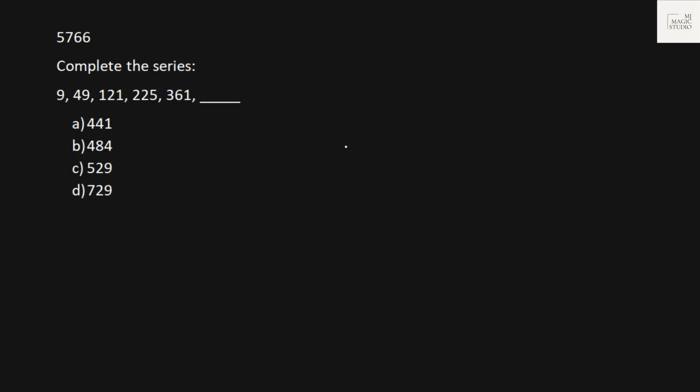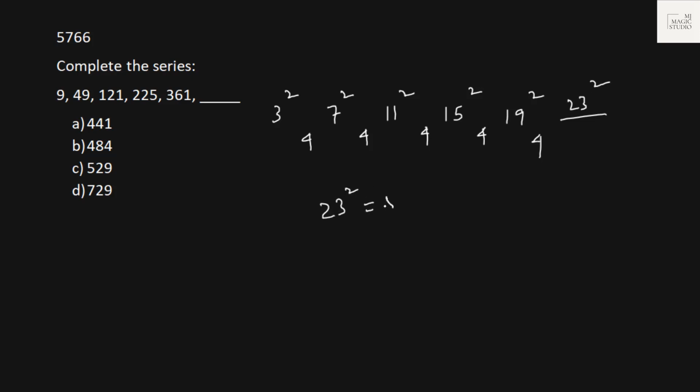Okay, one more from number series. 9, 49, 121. Okay, these all are square numbers, I guess. 9 is 3 square, 49 is 7 square, 121 is 11 square, 225 is 15 square, 361 is 19 square. Then what next? Here the difference in the base numbers is 4. So 19 plus 4 is 23. It should be 23 square. 23 square is 529. And yes, we have that in option C.